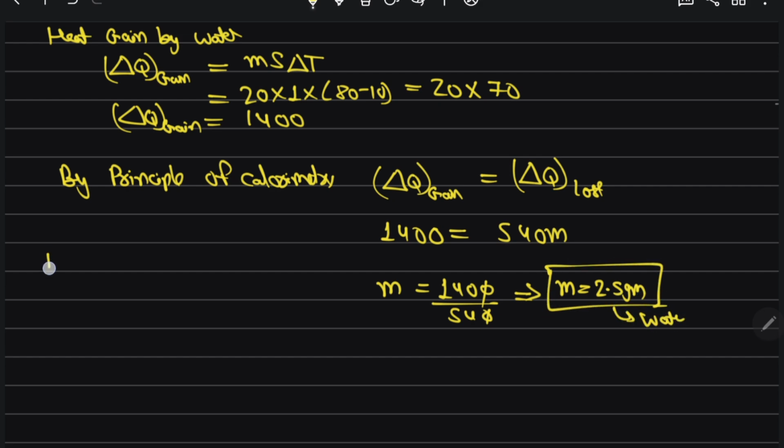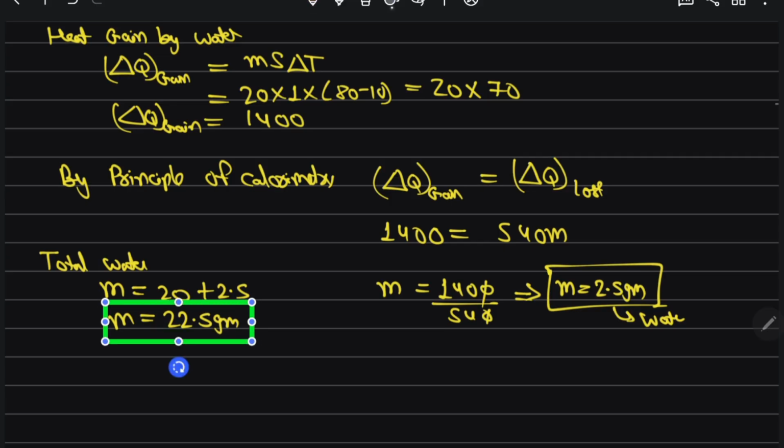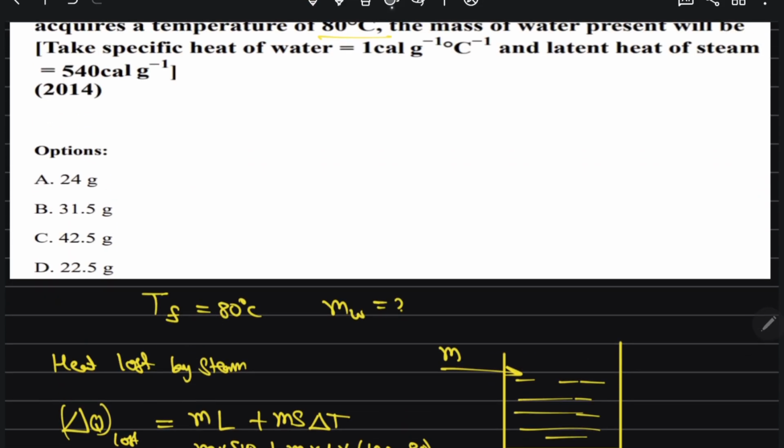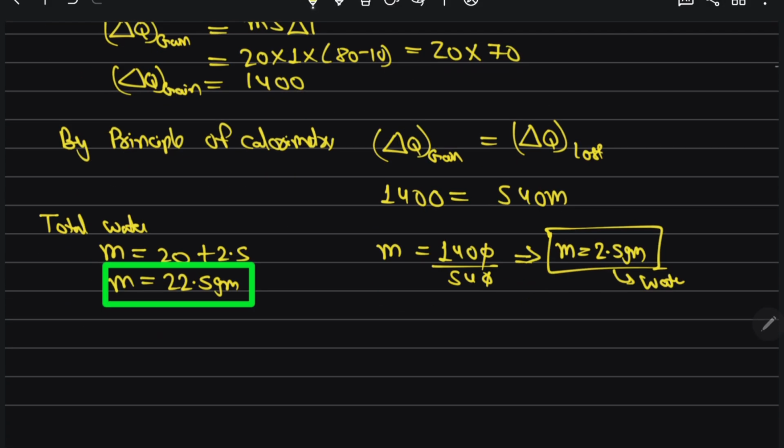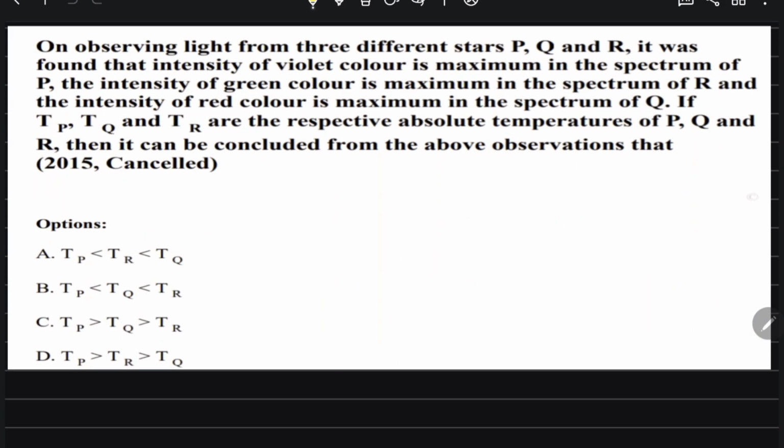So total water is 20 plus 2.5, so this comes out to be 22.5 gram. So option D is correct. Now I proceed for the next question.